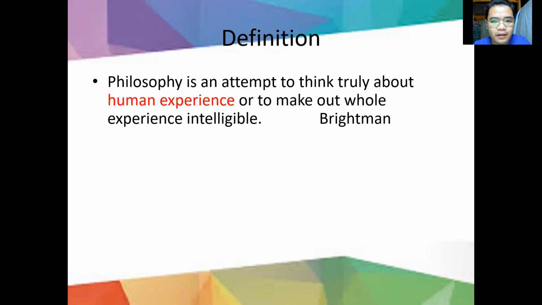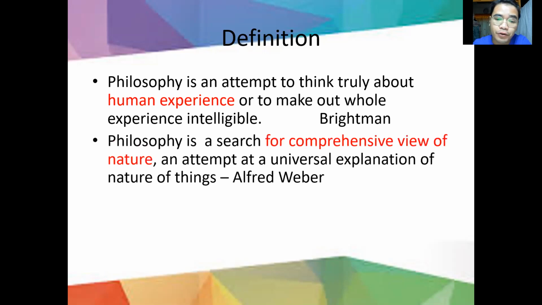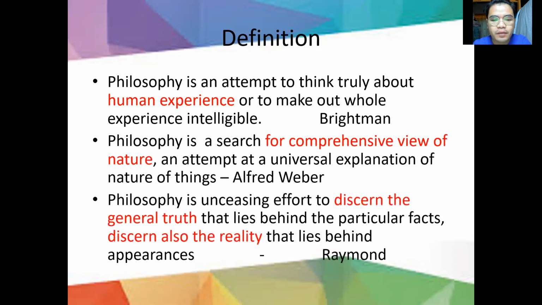So philosophy is an attempt, according to Brightman, to think truly about human experience or to make our whole experience intelligible. According to Alfred Weber, philosophy is a search for a comprehensive view of nature, an attempt at the universal explanation of the nature of things. These are just some other definitions. And according to Raymond, philosophy is an unceasing effort to discern the general truth that lies behind the particular facts, and also the reality that lies behind appearances.